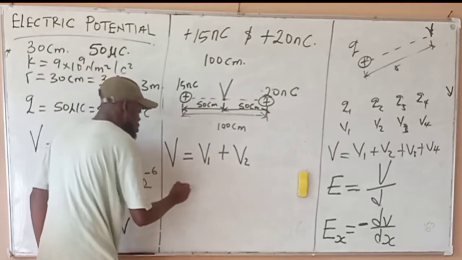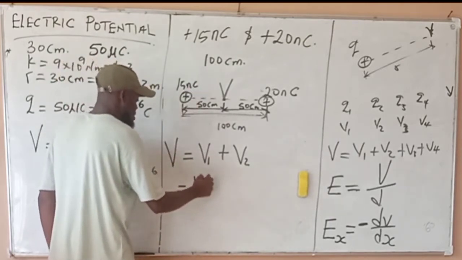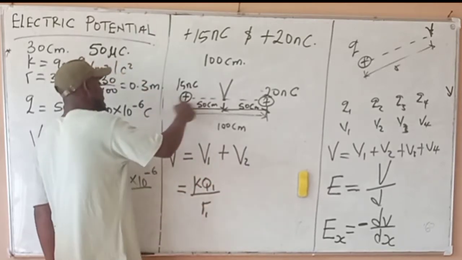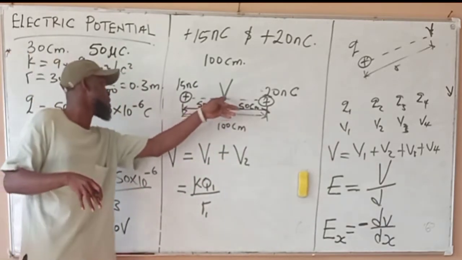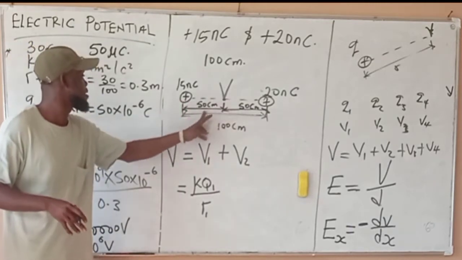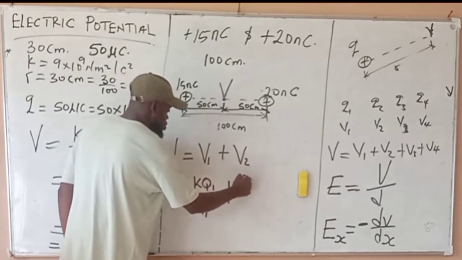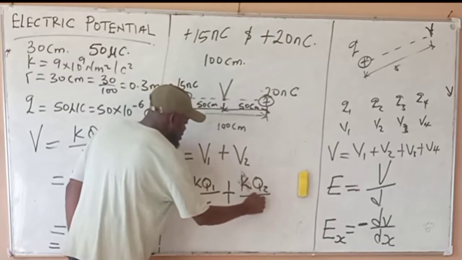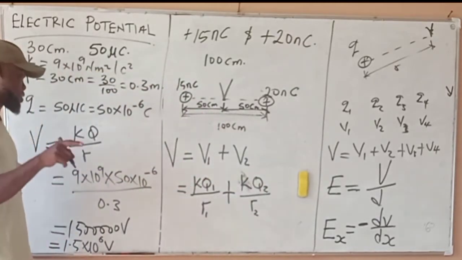Now, what is the electric potential due to the first one? It will be k times the first charge divided by the distance between the first charge and the reference point. And what's our reference point? It is the center of the two charges. And what is the distance between this first charge and that center? 50 cm. Then plus this Q2, that is kQ2 over the distance between Q2 and the reference point.